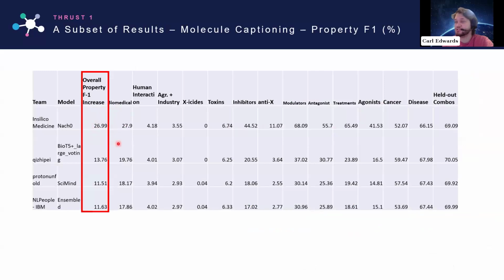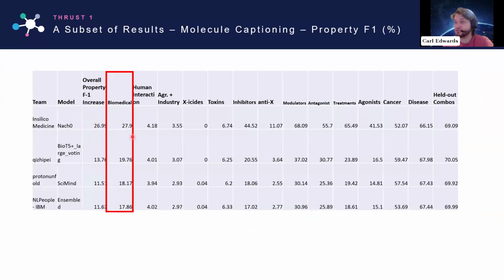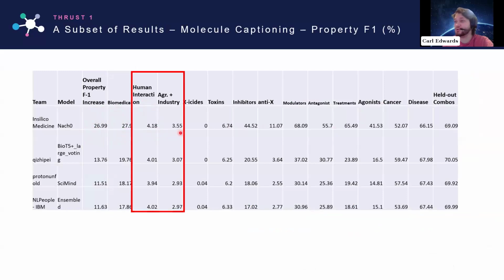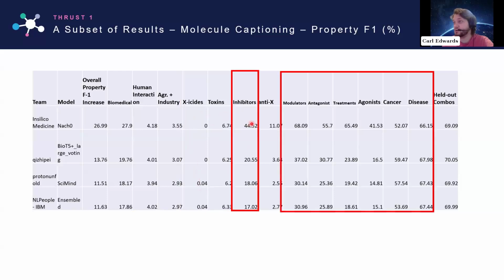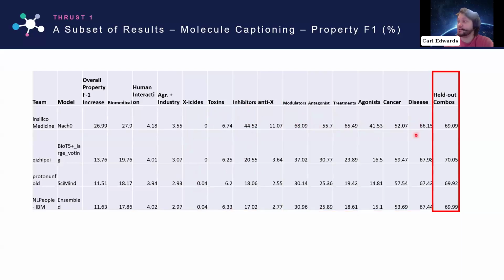But what's interesting is that different tasks have very different levels of performance. In the biomedical domain, we have considerably better performance than we did in human interaction or in agriculture and industry. So among the more specific properties with bad performance, we see things like pesticides or toxins, where the models don't do very well. On the other hand, on things like interacting with certain proteins or mentioning associations with certain types of cancer or diseases, the models do much better. And they do well on combinations that were not seen during training.